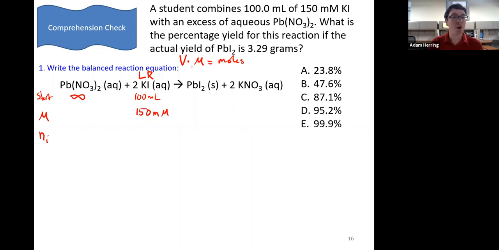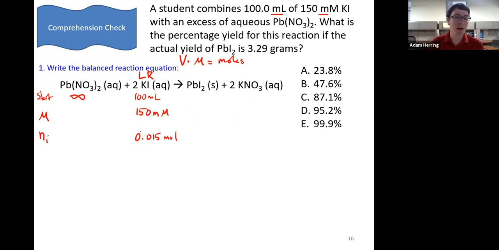Take and multiply the volume by the molarity to get the moles. Make sure that you account for the fact that your volume is in milliliters and your molarity in millimolar, so you need to convert those units first. After you've done that, you would see that you have 0.015 moles of potassium iodide.